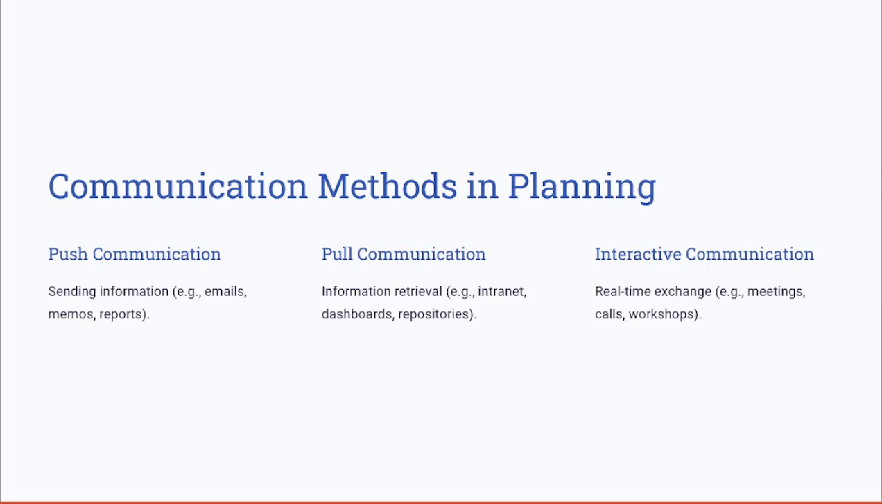Push communication, as I said, might involve sending information such as emails, memos, or reports to the stakeholders. However, pull communication is information retrieval, such as intranets, dashboards, or repositories. We also have interactive communication, which fosters real-time collaboration, such as meetings, calls, workshops, or presentations. The choice depends on the stakeholder needs and project complexity.